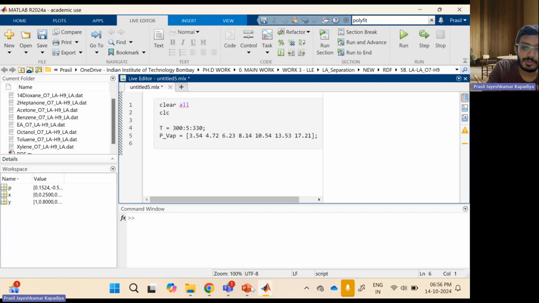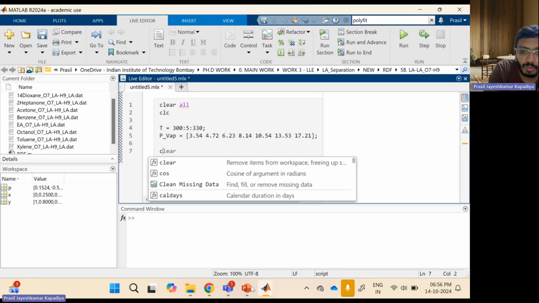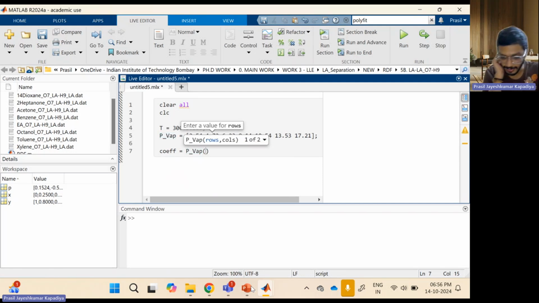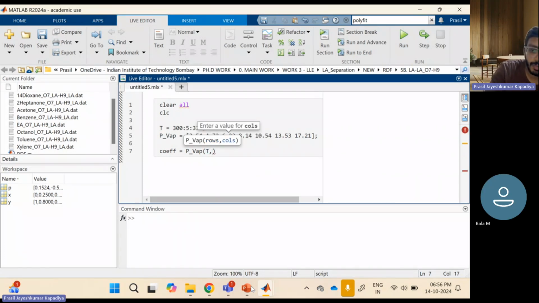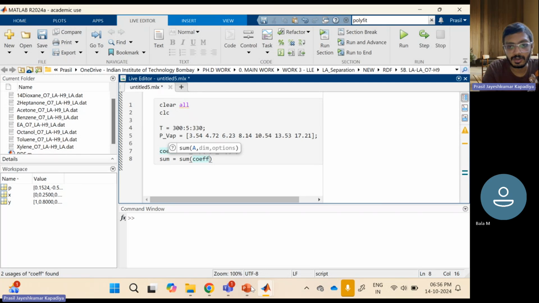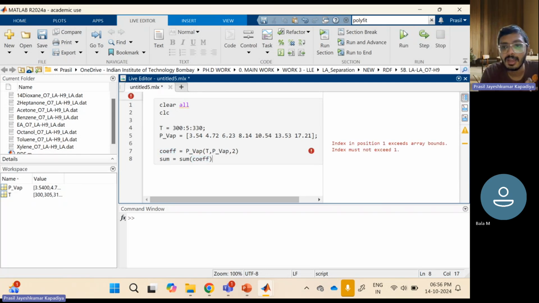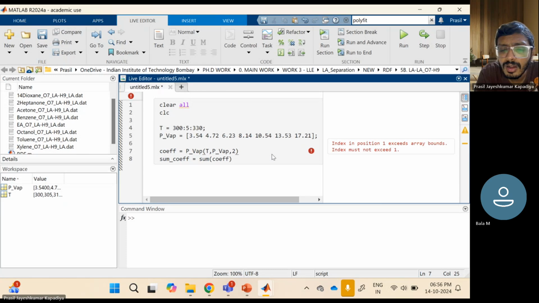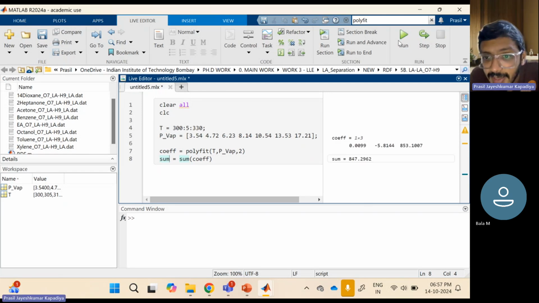So I want to fit it. So let's say my coefficient is equal to polyfit. What was the syntax? X comma Y comma N. So what is on my x-axis? My x-axis is temperature. Y-axis is my vapor pressure. And my degree is second order, I want to fit. And I want to know the sum. So sum is equal to sum of coefficient. Okay, so this is what we are supposed to see. Let's just see this answer first. Yeah, okay, here it should not be P underscore V, it should be polyfit. Right? So I'm getting some summation as 847.